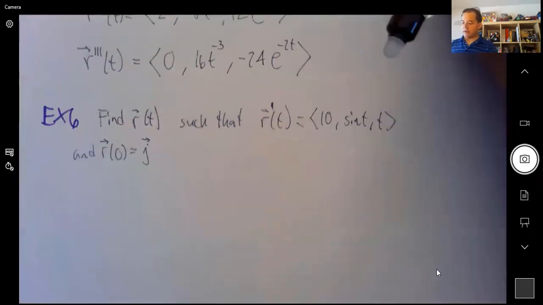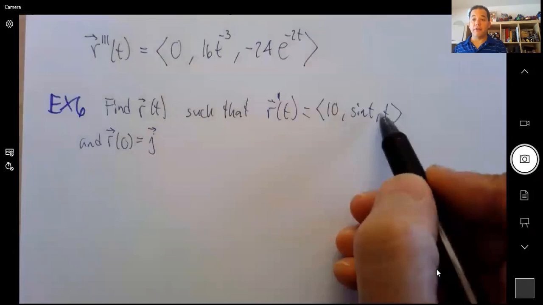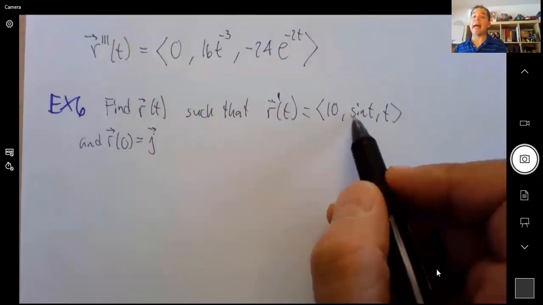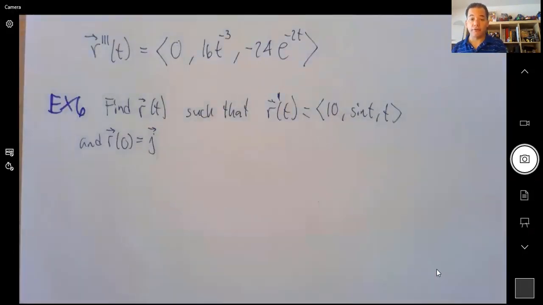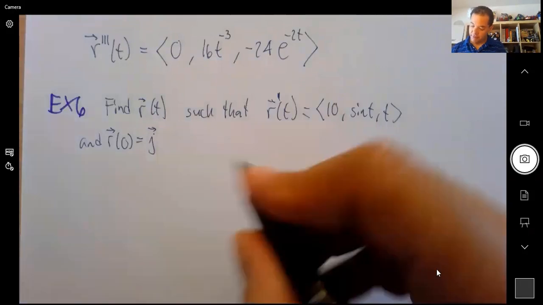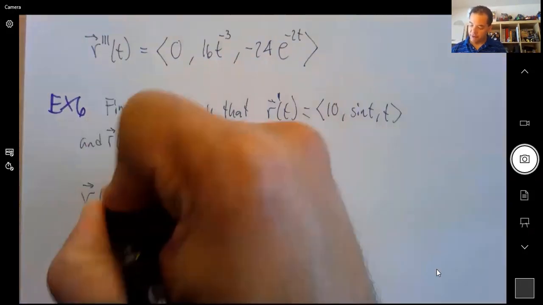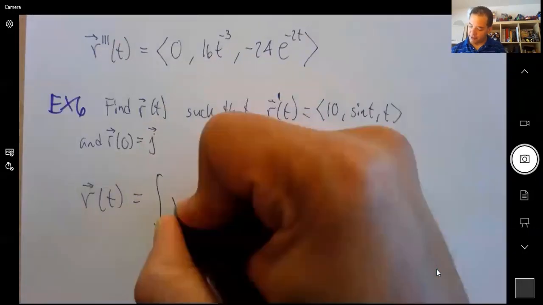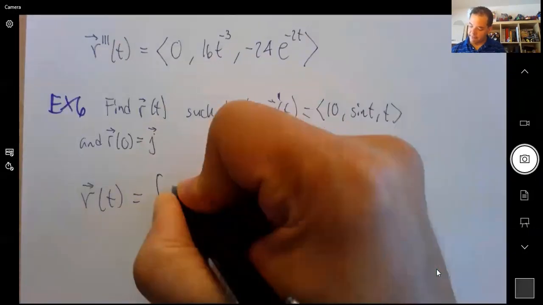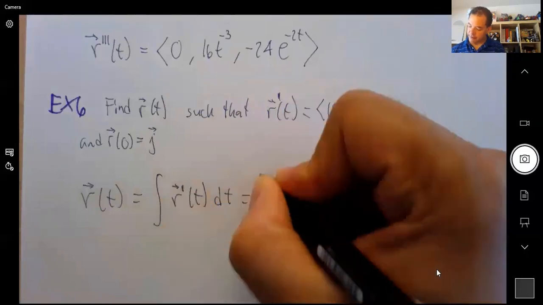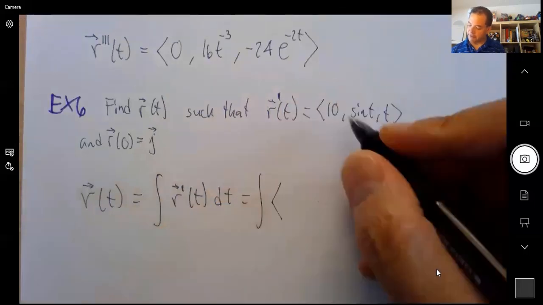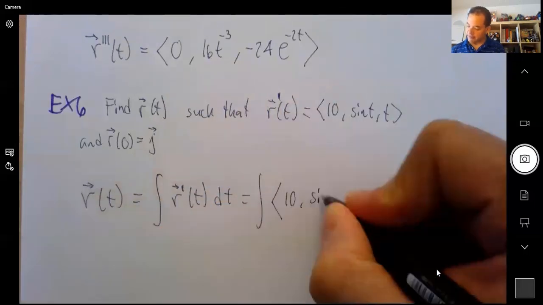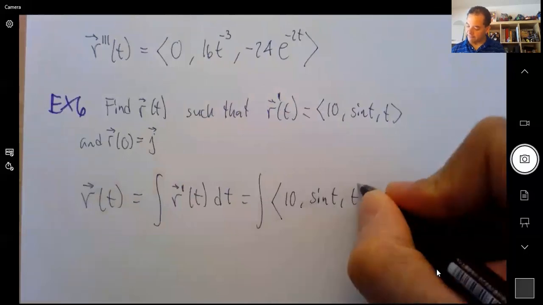Well, we're given the derivative. So to find the original function, we need to find the antiderivative, in other words, the indefinite integral. So this r of t that we're looking for will be the indefinite integral of r prime. So in other words, the indefinite integral of this, 10 sine t, right?